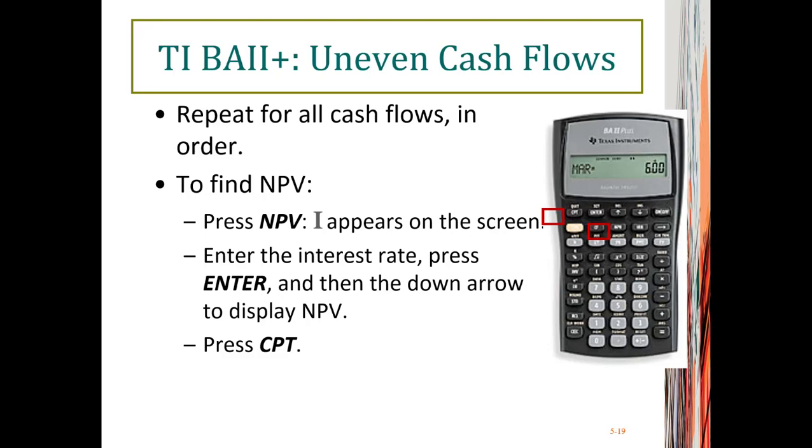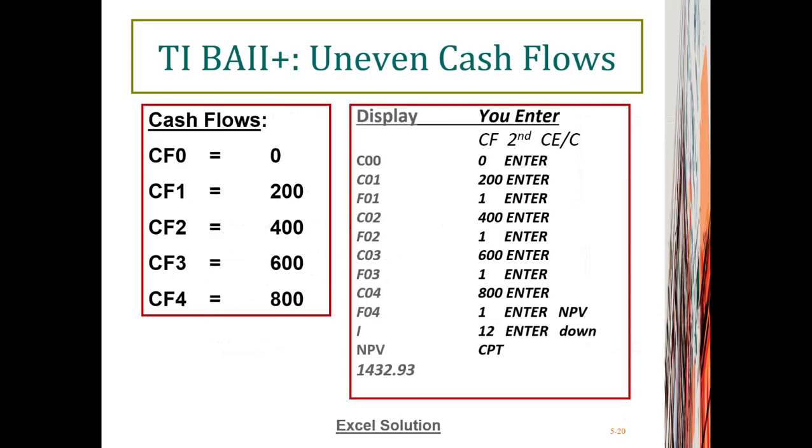Right. But still the calculator won't give you an answer. You still need to press CPT to send a command to your calculator to do the computing. Once you press CPT, you will see the answer of NPV. That NPV is the present value. Now let's try one example.